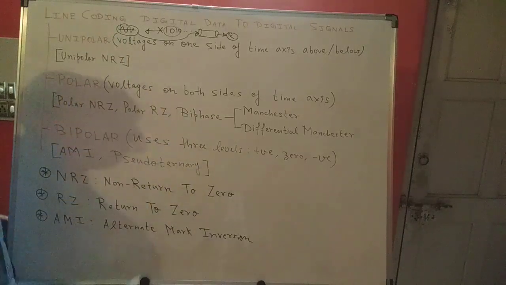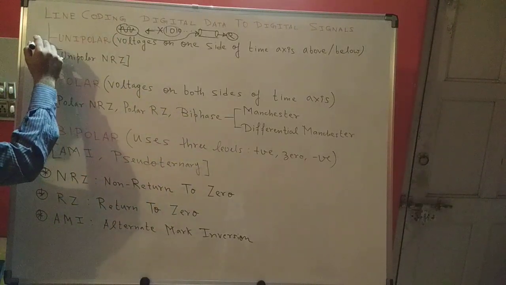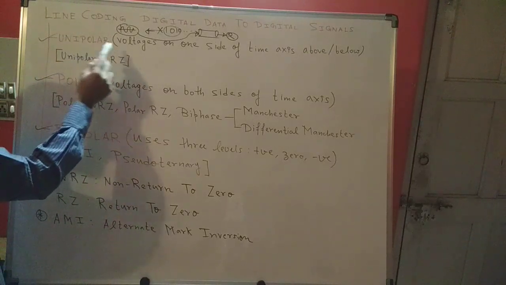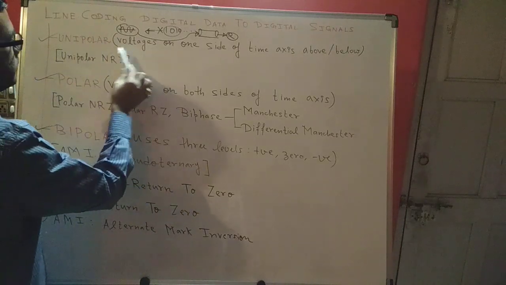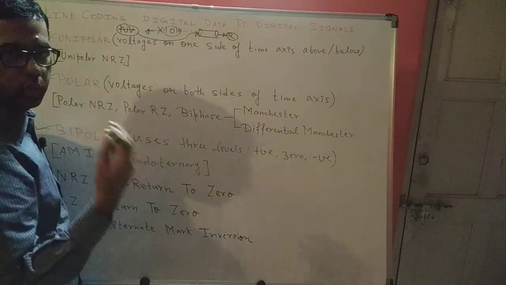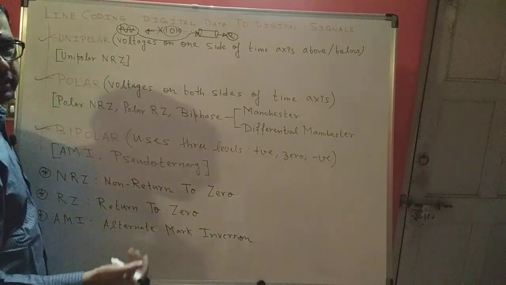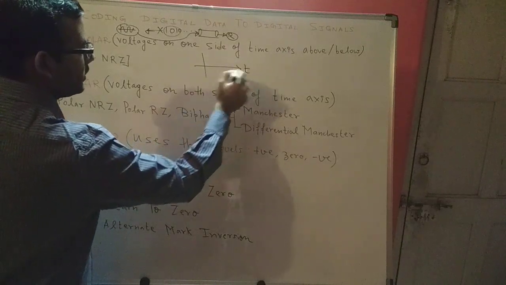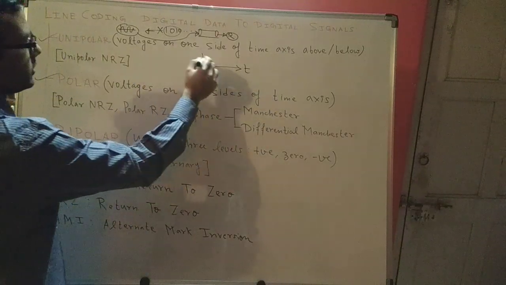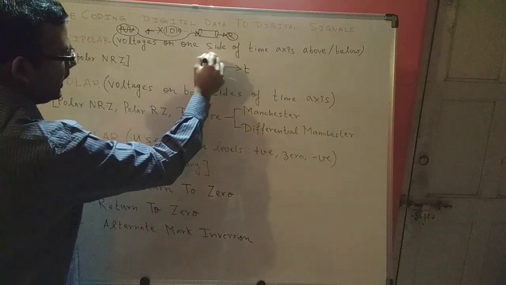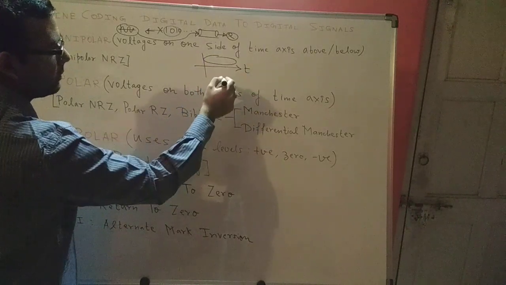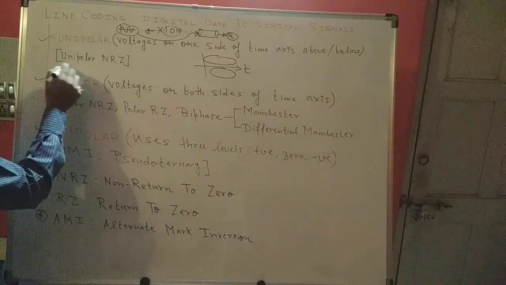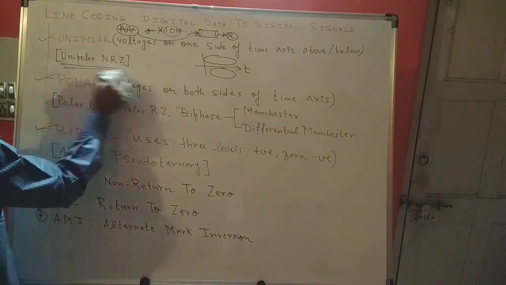Now there are various line coding techniques available. Three of the broad classes are unipolar, polar and bipolar. Now what is the unipolar line coding technique? In unipolar line coding, your voltages will lie on one side of the time axis, either above the time axis or below the time axis. That means, let's say this is your time axis, and unipolar tells you that all your voltages will lie either here on the upper half of the time axis or here in the lower half of the time axis. And the example that we'll be dealing with is unipolar NRZ.